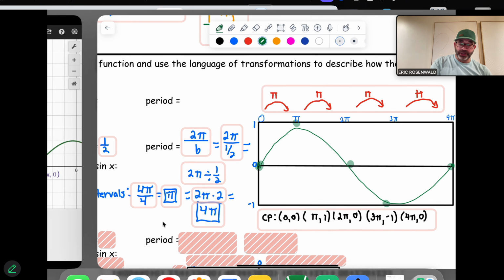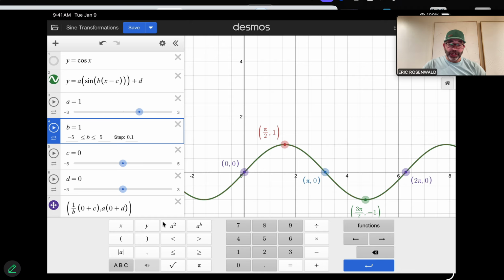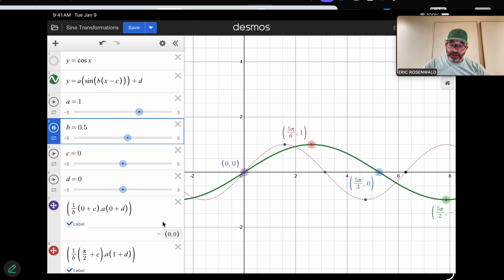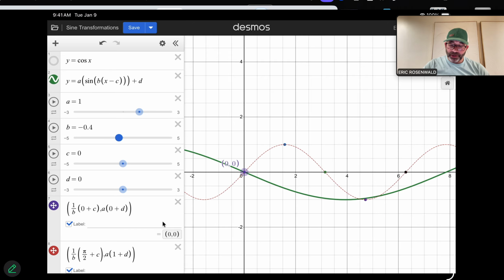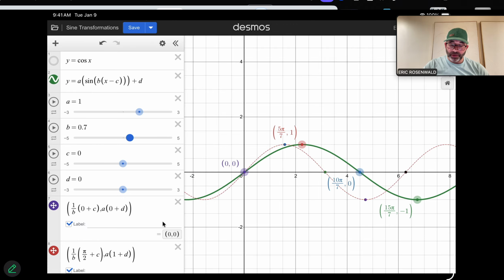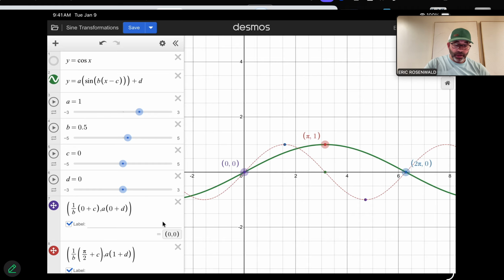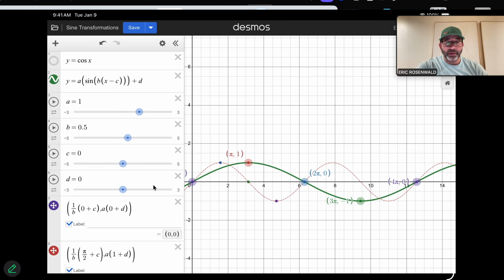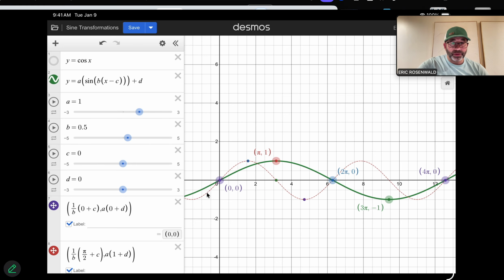And let's confirm this. Ready? I'm going to go ahead and change my b value here to be 0.5, because that's 1/2. And let's look at what happens to our graph here. We can see all of those values in my graph here. We see that we have (0, 0), (pi, 1), (2 pi, 0), (3 pi, negative 1), and then 4 pi. And this is what our graph looks like. It now takes twice as long to get through the whole wave, 4 pi, which is 12.58. Okay?